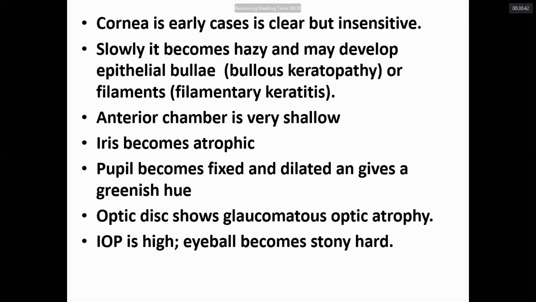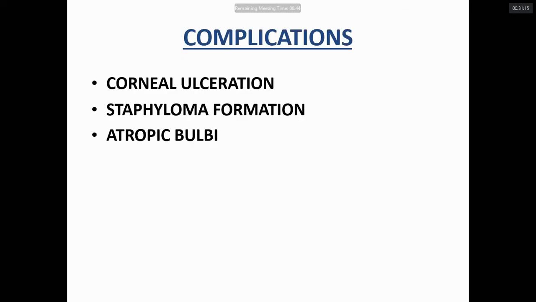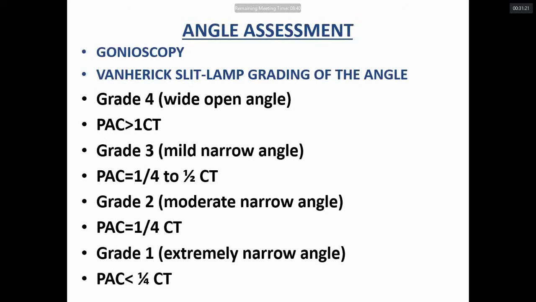The cornea in the early cases is clear but insensitive. So when we do the corneal sensation test, it is absent. There is haziness, and in the cornea you can see epithelial bullae, which turn to bullous keratopathy, or it can be filamentary keratopathy. The anterior chamber is shallow, the iris becomes atrophic, the pupil becomes fixed and dilated, there will be optic atrophy in the optic disc, and IOP is high. Complications include corneal ulcer, staphyloma formation, and atrophic bulbi.